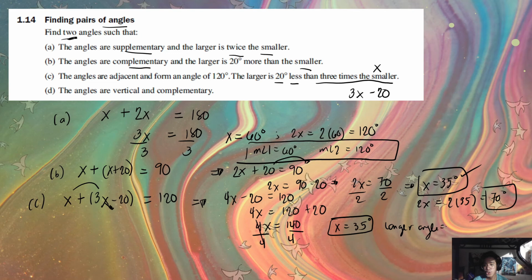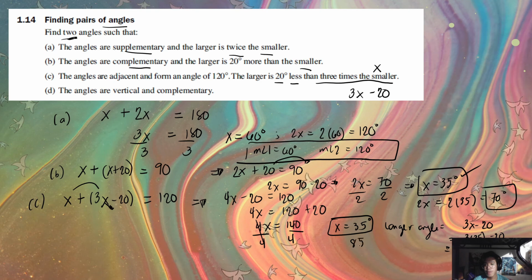3x minus 20 degrees, which should be equal to 3 times 35 minus 20. 3 times 35 should give us 105. And what's 105 minus 20? That should give us 85 degrees. So therefore, the measurement of the larger angle for this problem should be 85 degrees.